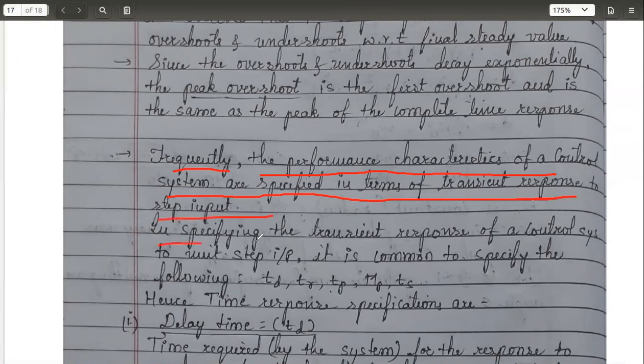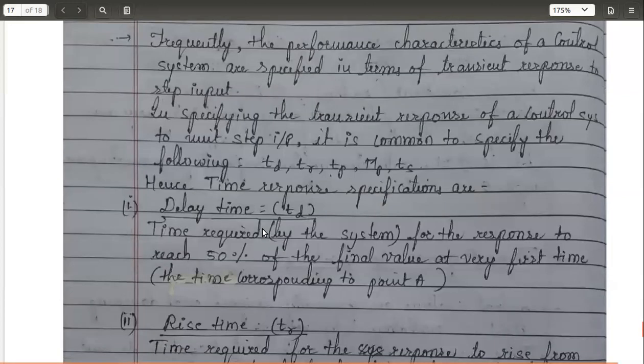Okay. So in specifying the transient response of the control system, when a unit step is applied as the input, it is common to specify some of the following performance specifications or parameters. These are 5 I have listed here. So let us take those one by one. The first one is the delay time. So what is a delay time?